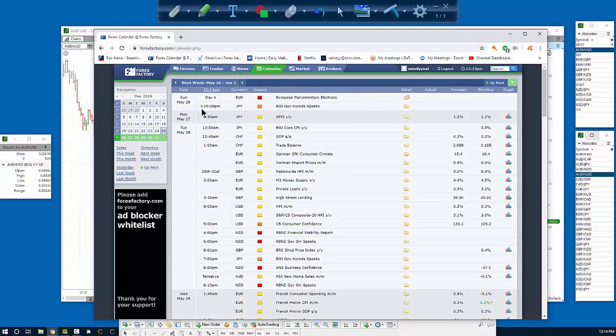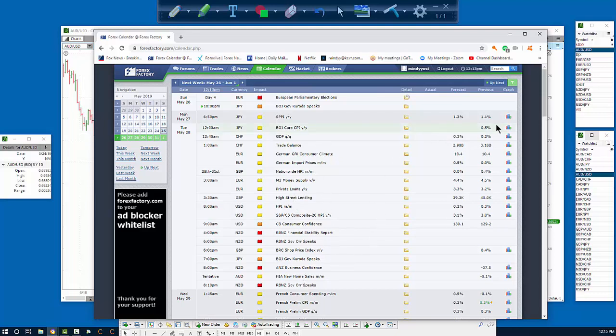So it's showing me that at 10 o'clock on Sunday night, that'll be this coming Sunday, the Japanese currency is going to have a speech by essentially the guy who is the equivalent of their Fed chair, okay? And when you know that these events are going to happen, and there's all kinds of them, there's GDP reports, trade balance reports, import prices reports.